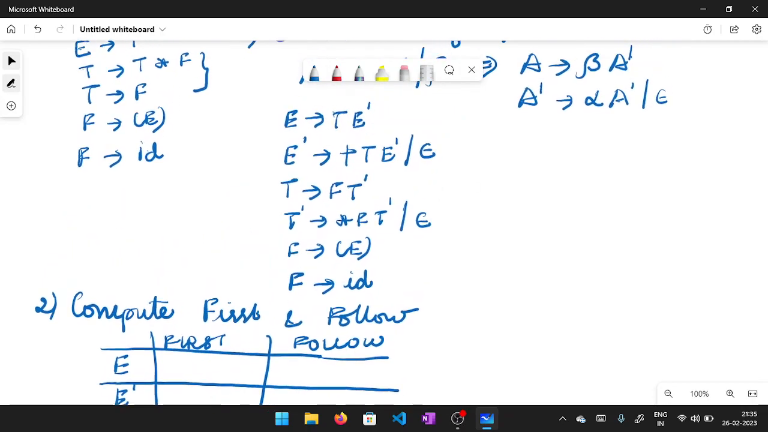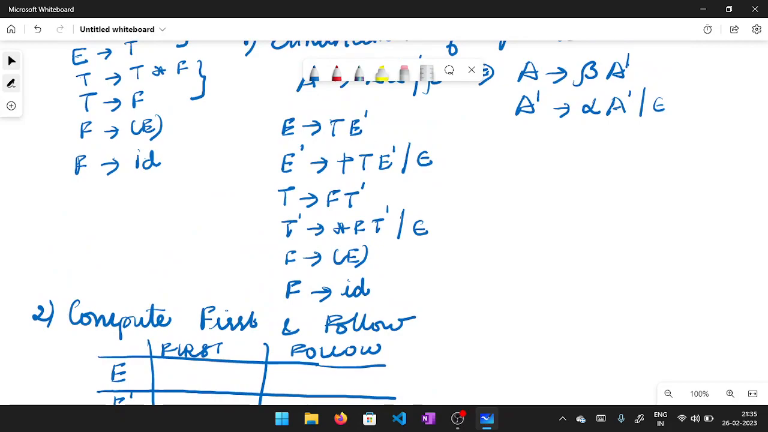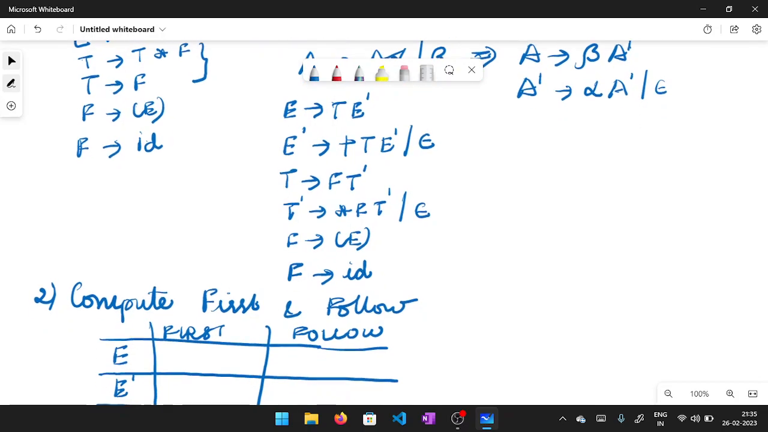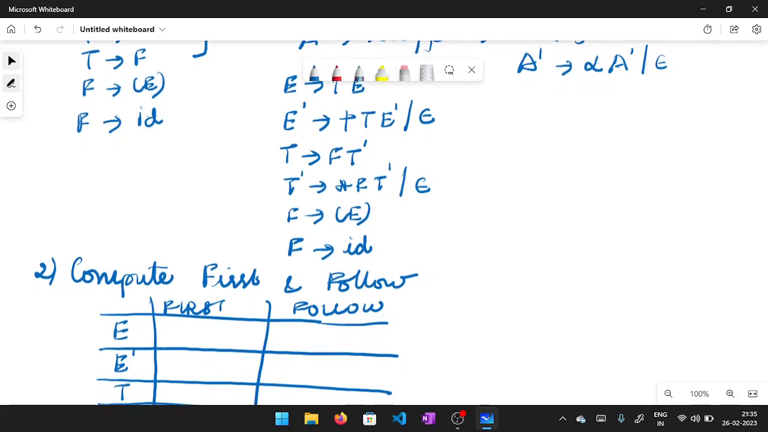Okay, now come here. Now E tends to T E dash. So in the first production, first of T will be in E, right? Then come to the second production. E dash tends to plus T E dash. Now plus will come in E dash. Then you have the other production, E dash tends to epsilon. Epsilon will come in E dash.